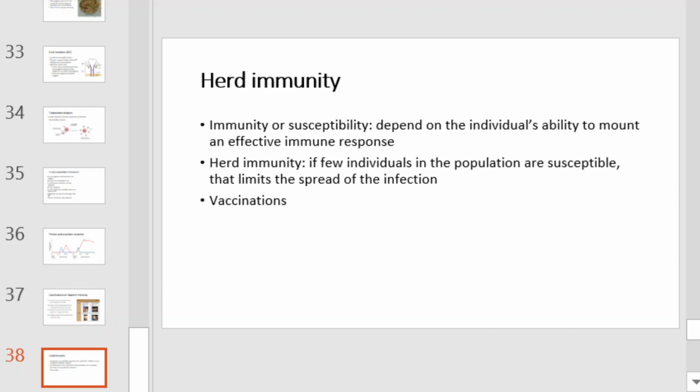Herd immunity. Immunity or susceptibility depends on the individual's ability to mount an effective immune response. With herd immunity, if few individuals in the population are susceptible, that limits the spread of the infection. Herd immunity can be gained through exposure or through vaccinations.